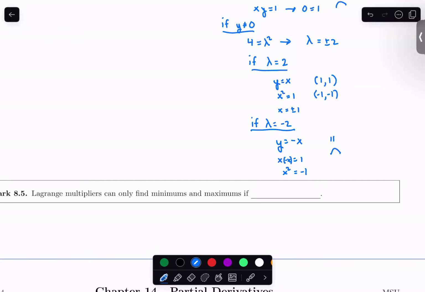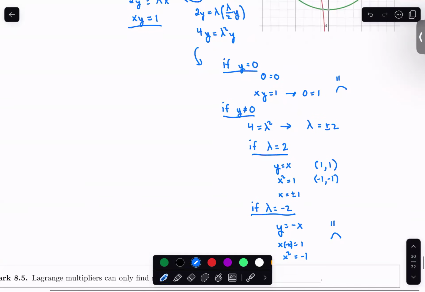So it looks like the only real solutions that I have to this system of equations are when lambda is equal to 2. And in that case, we have that the points 1, 1 and negative 1, negative 1 come out as possible solutions.